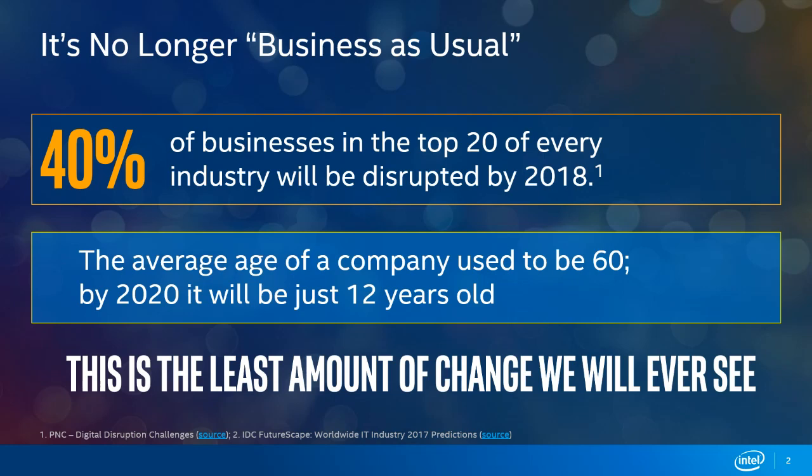Today, the average age of a company is less than 12 years old. Not too long ago, the average age of a company was 60 years old. This is probably, folks say, the least amount of change we're ever going to see. Things are going to keep accelerating, and the swift business change is driven by technology and advancements in technology.